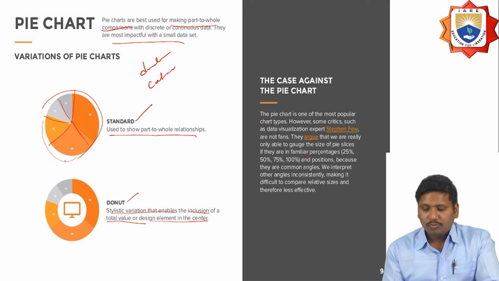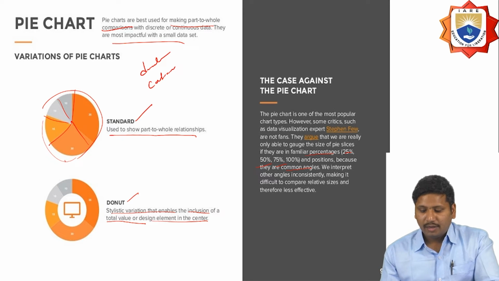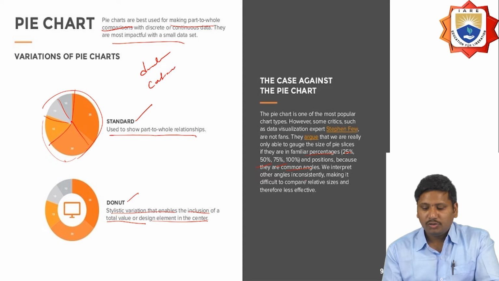Nominally, they use familiar percentages like 25%, 50%, 75%, 100%, and some common angles are maintained. If you interrupt these angles inconsistently, it becomes difficult to relate the sizes, and the chart is less effective.